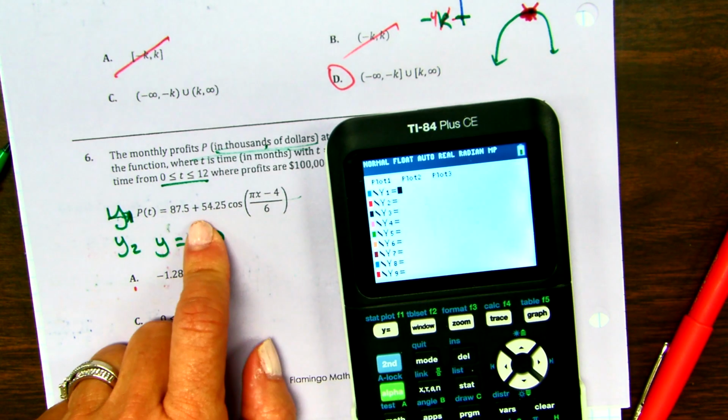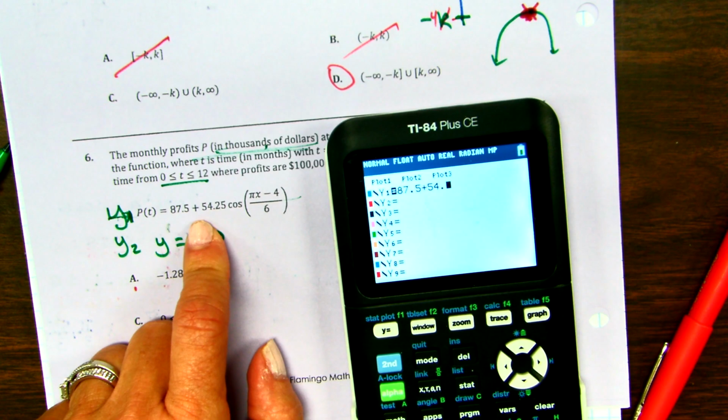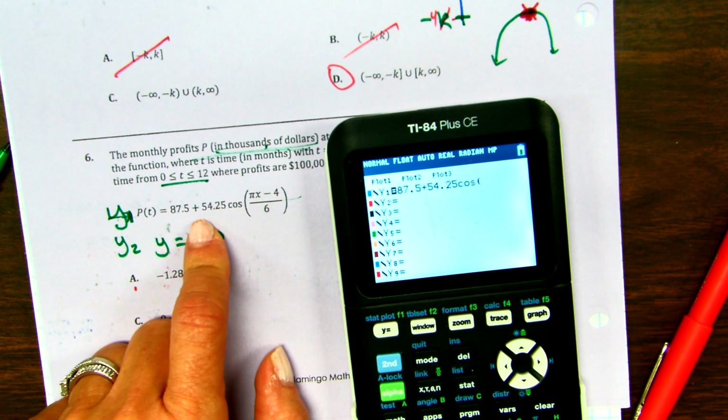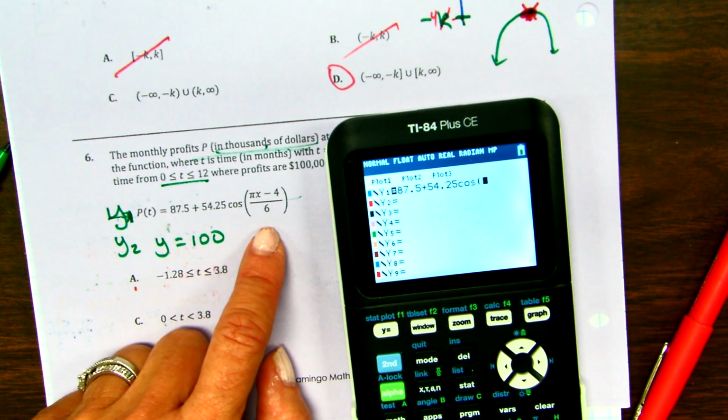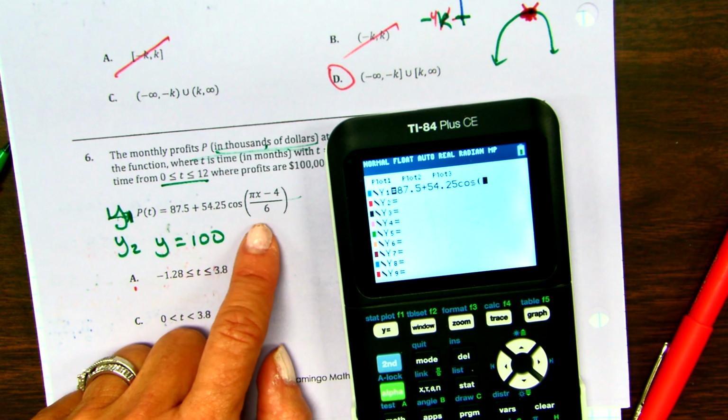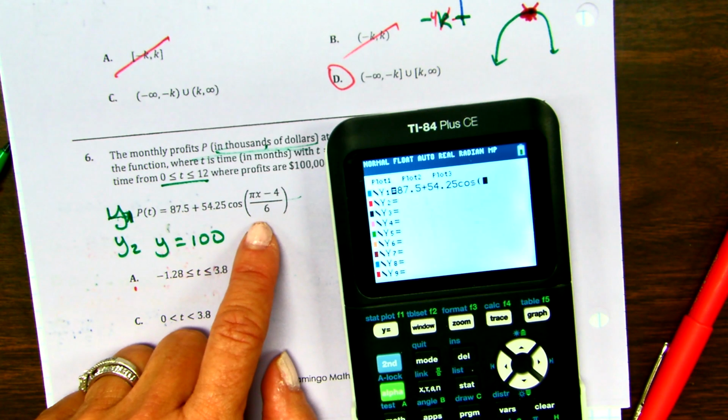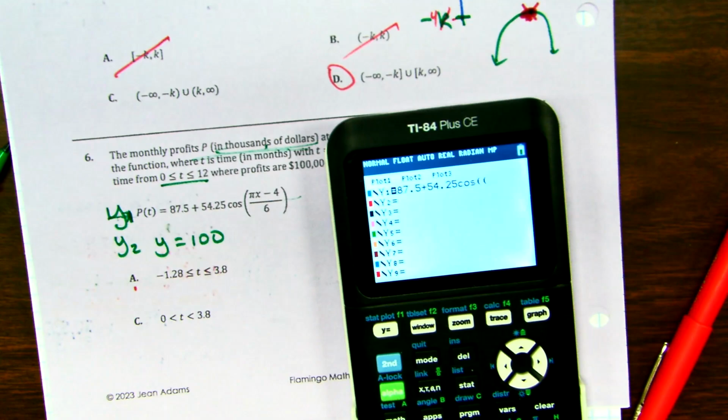So let's start typing in our Y1, 87.5 plus 54.25 cosine. It opens your parentheses for you. But guys, there is multiplication, subtraction, division, all going on in this parentheses. You have to put your numerator in its own separate set of parentheses. You are going to do a double parentheses here. If you don't, it's not going to work. And I'm not going to tell you that tomorrow. You have to know that.